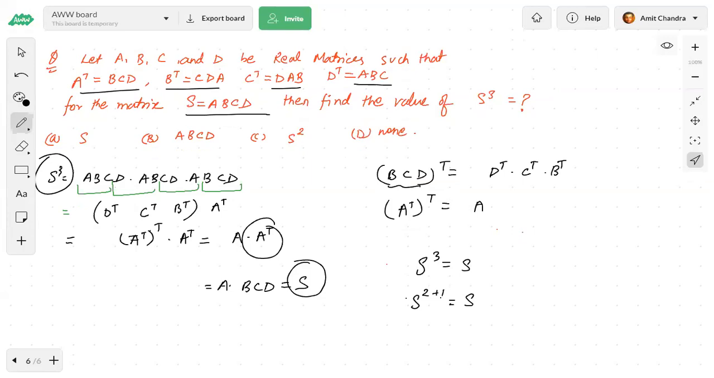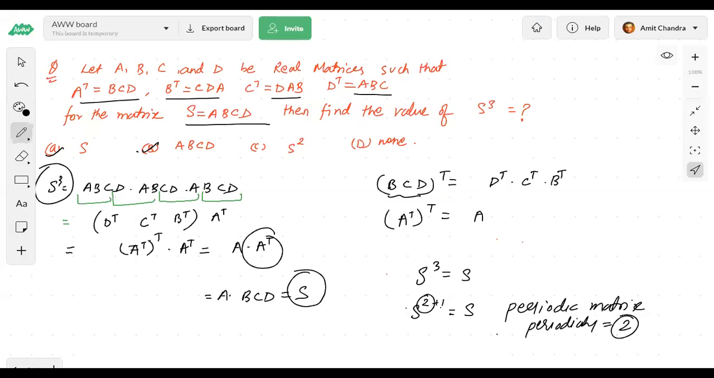This is a multiple choice, so this is A and B. Yeah, A and B, correct. So S is a periodic matrix of periodicity 2. Because S cube is equal to S, we do not know that S square is equal to S, but we know that S cube is equal to S. So this will be a periodic matrix of periodicity 2. Understood? Fine. Okay.